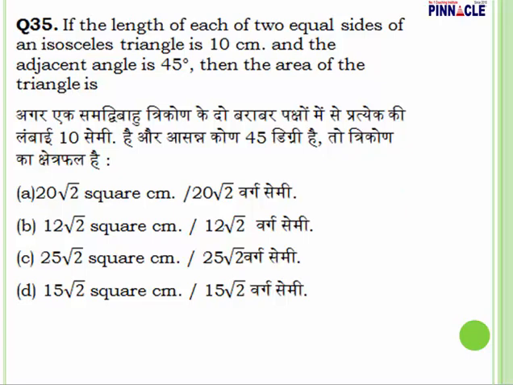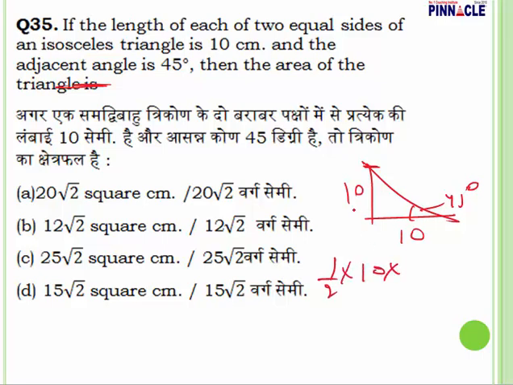Question number 35. If the length of each of the two equal sides of an isosceles triangle is 10 centimeter. This is 10 cm, this is 10, and this is 10. And the adjacent angle is 45. This is 45. So then the area of the triangle would be how much? Area of the triangle. So 1 by 2 into base, that is 10, into height, that is 10.